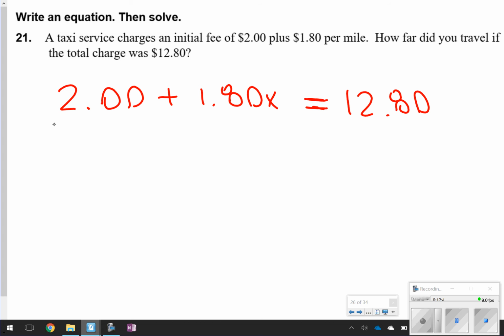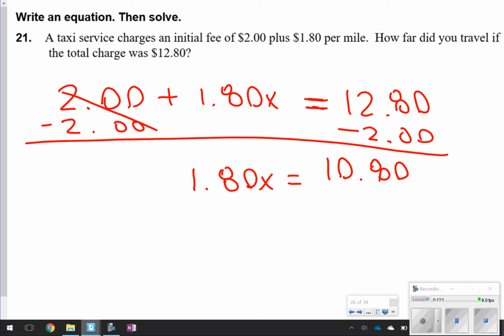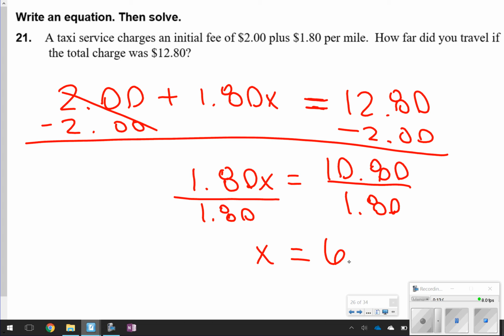Let's go ahead and solve it. So I'm going to subtract $2 from both sides. These 2's cancel out, so I'm going to get $1.80x is equal to $10.80. And then for number 21, I do need to divide by 1.80 on both sides. X is going to be equal to 6 miles.